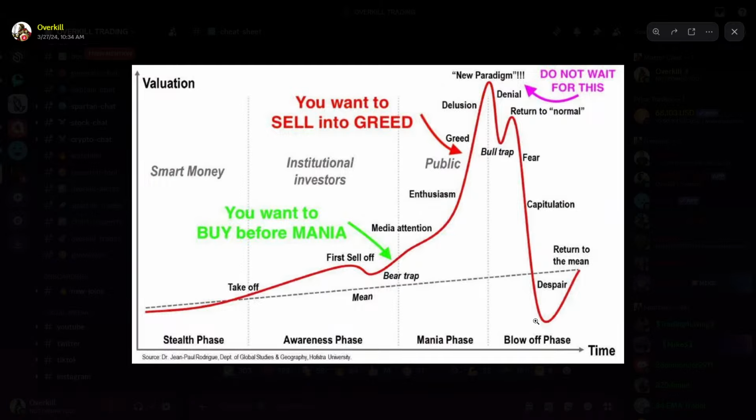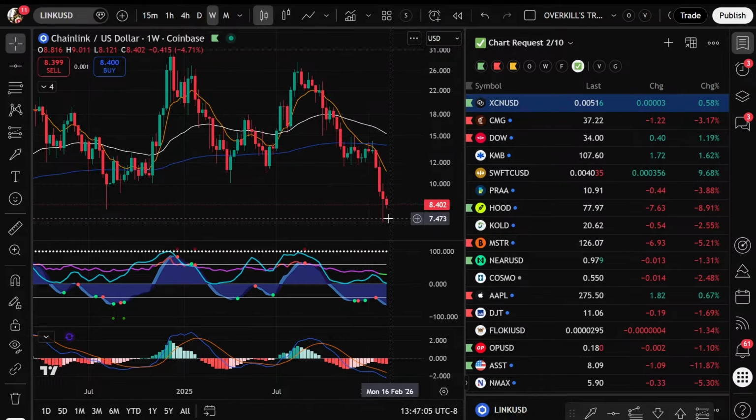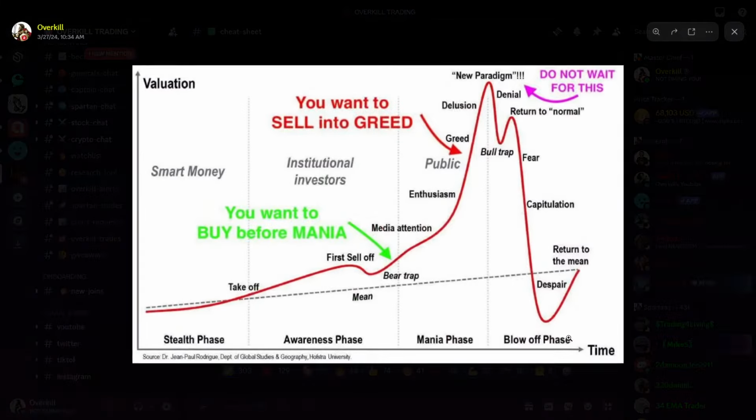So, folks, logic, data, discipline. That's what we go by. If you're panic selling 50% off of a 4-year average, you're losing. You're down here, so the only thing you can do is two things: hold or buy more. Someone in the Discord was saying that we're going to be in a 4-year bear market.